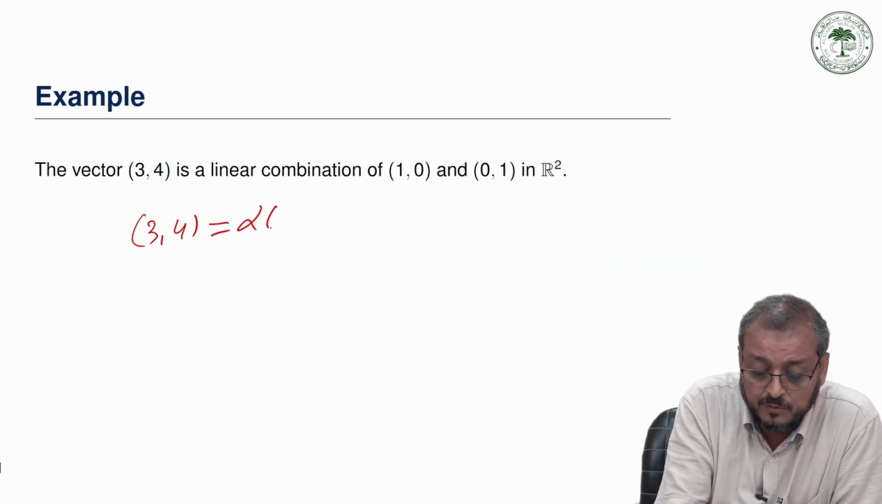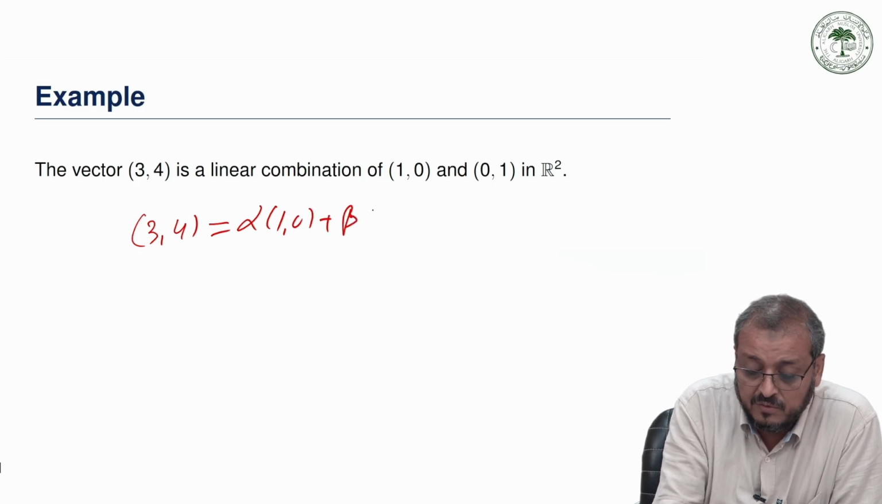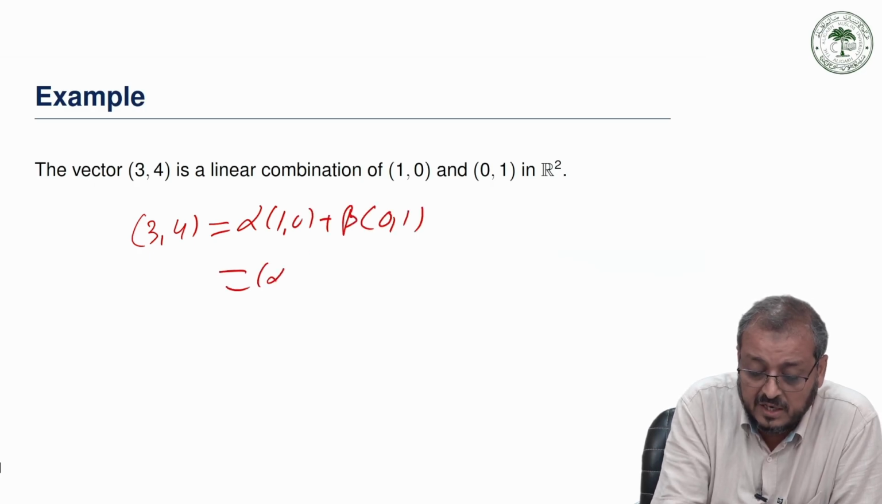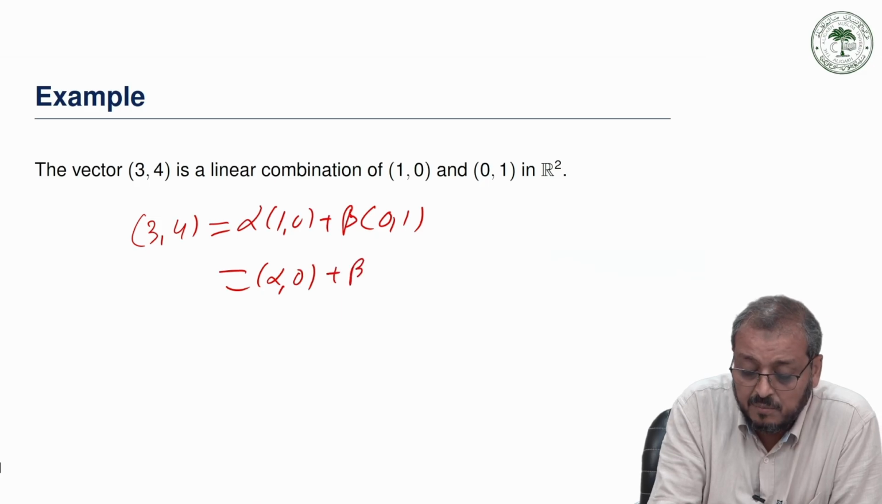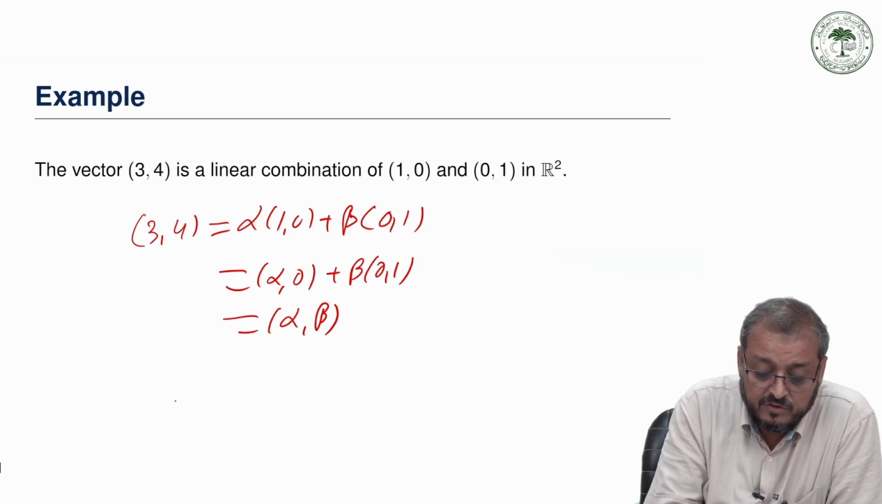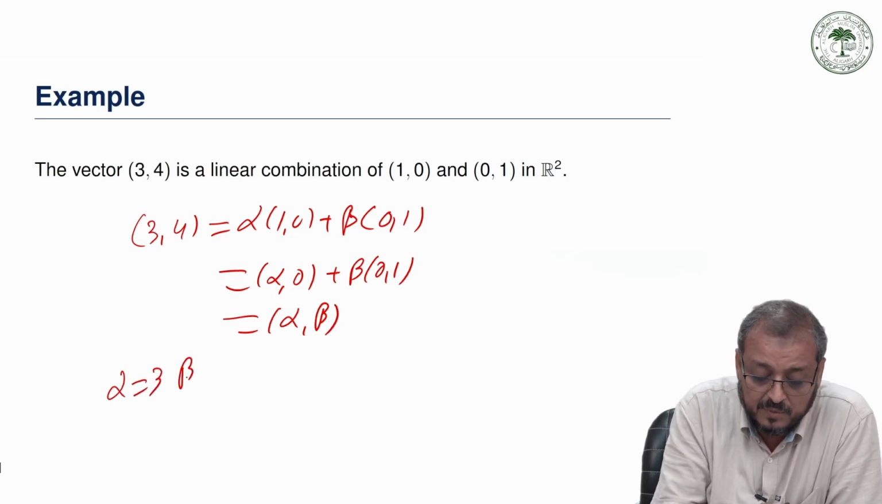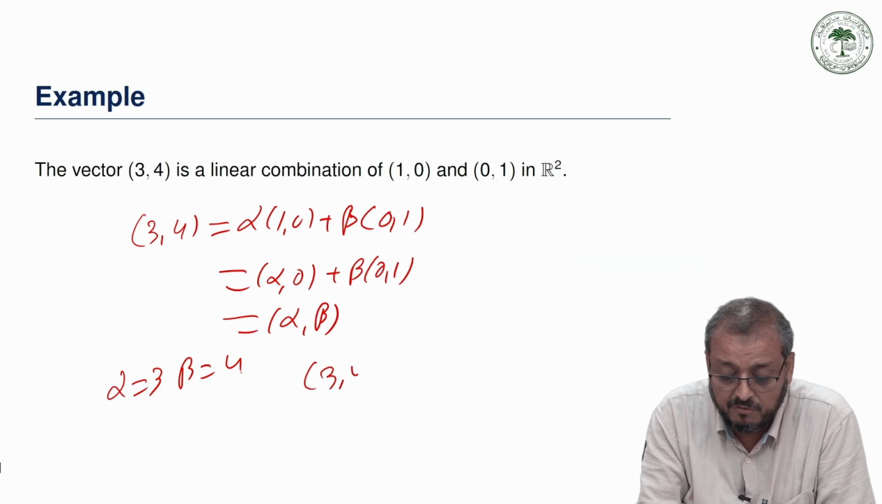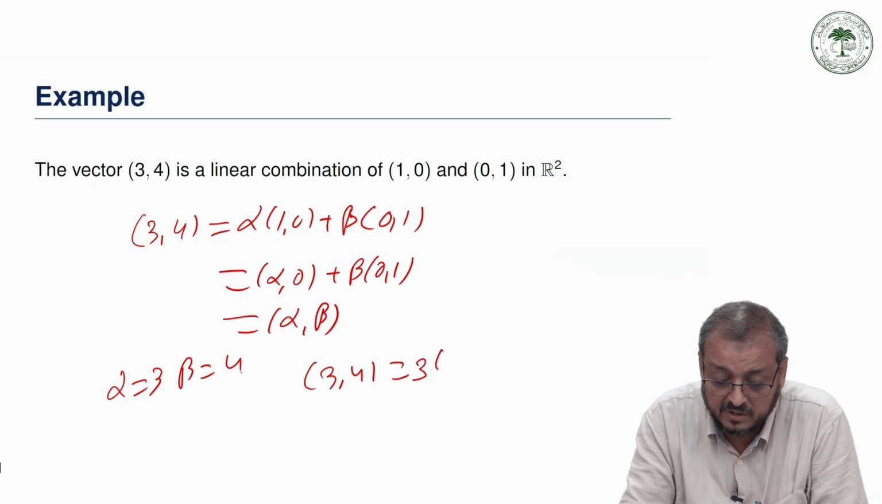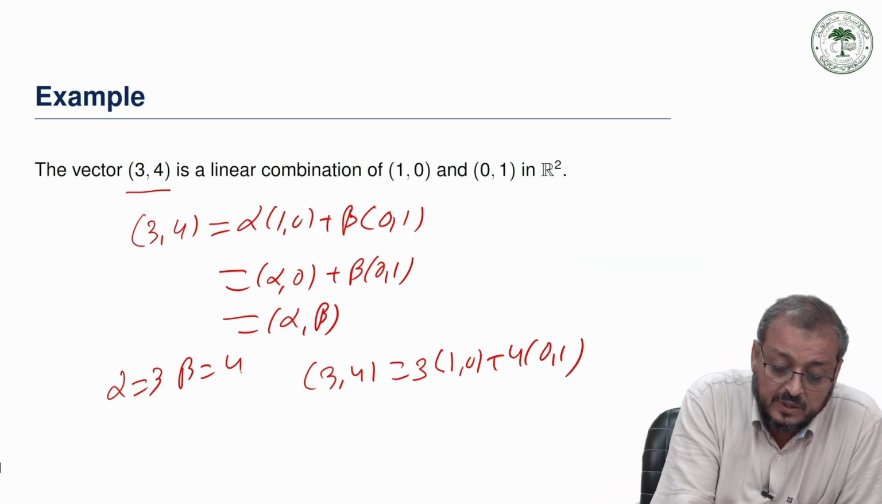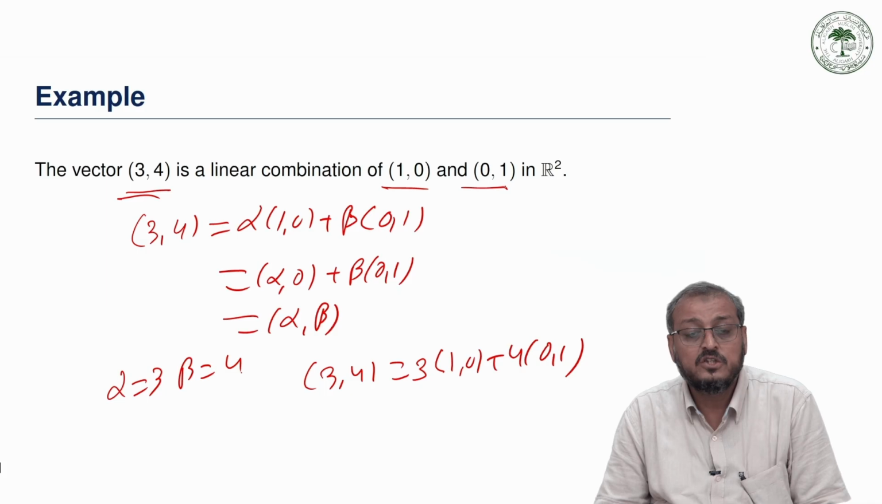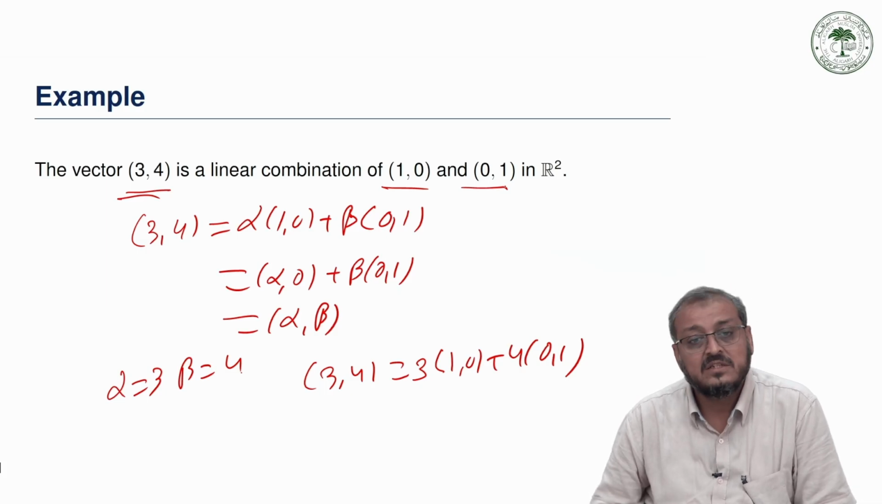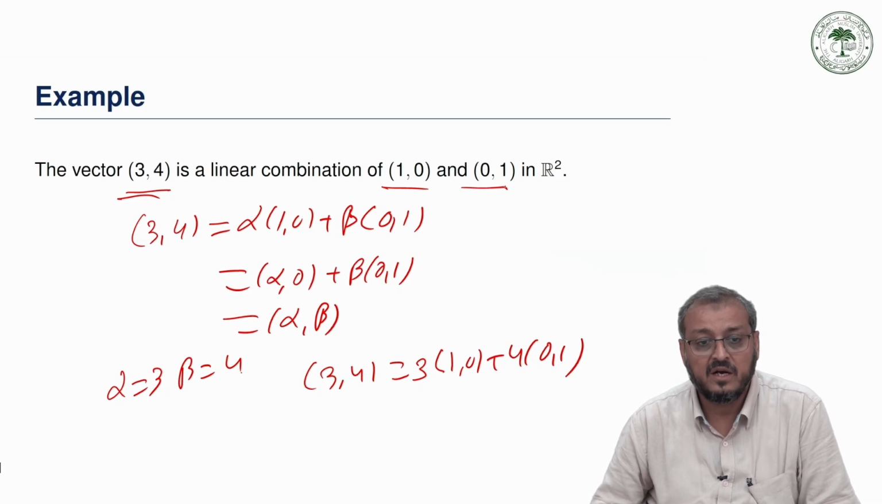So we can write alpha times (1, 0) plus beta times (0, 1). This can be written as (alpha, 0) plus (0, beta), which is (alpha, beta). Equating, alpha is equal to 3 and beta is equal to 4. So (3, 4) can be written as a linear combination of the vectors 3 times (1, 0) plus 4 times (0, 1). So any vector can be written as a linear combination of these two vectors.